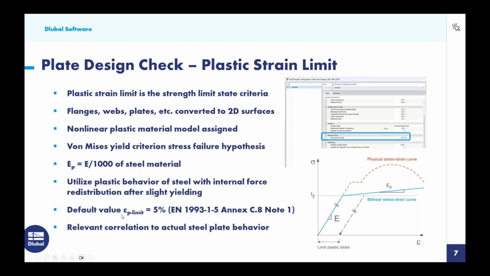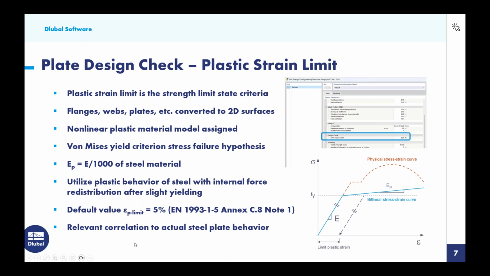Now, the default value for that limit plastic strain is set at 5%, and this actually comes from the Eurocode referenced here. The reason we have this set to 5% is because the AISC actually does not give a clear definition on what value we should use here for finite element modeling. It really just leaves it up to the user, the engineer, to determine what that should be. So we set the 5% by default there, but you can always come in and modify this value here.